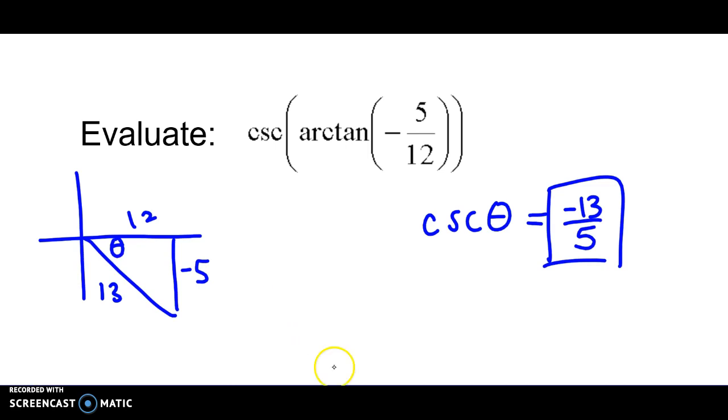Okay, so the key thing here is to really use what's inside here to figure out what my triangle looks like. The arctangent of negative 5/12. Okay, so I know that tangent is opposite over adjacent, so that helped me figure that out. But you might be wondering, how did I know that it was in the fourth quadrant? Well, let's think about it. Since our input is negative, we're going to have a negative angle. And so also it's in the fourth quadrant. Okay, so the cosecant of this angle is going to be negative 13 over 5.